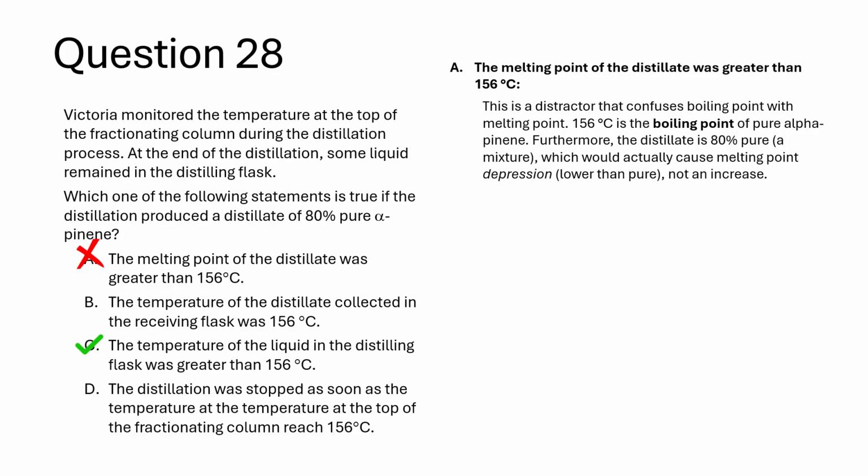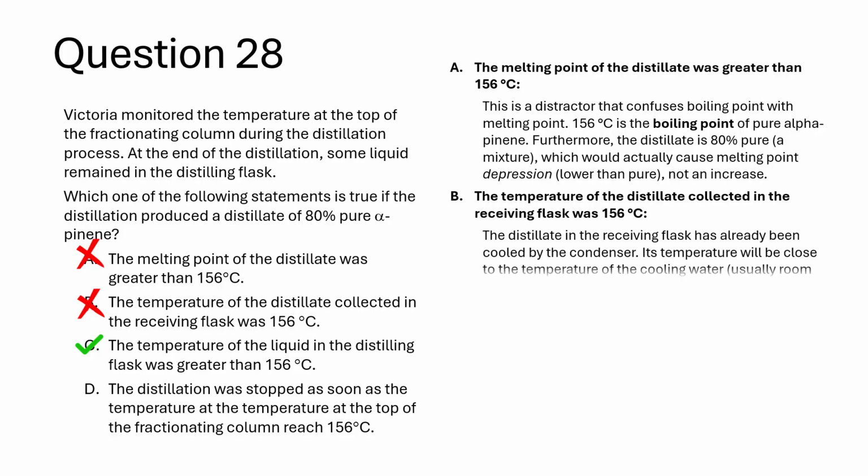B. The temperature of the distillate collected in the receiving flask was 156 degrees Celsius. The distillate in the receiving flask has already been cooled by the condenser. Its temperature will be close to the temperature of the cooling water, usually room temperature, not the boiling point of the vapor.